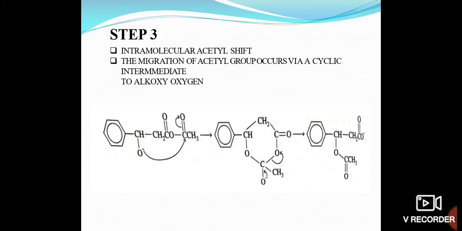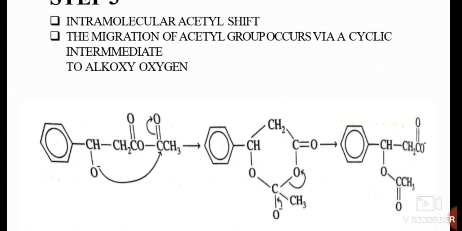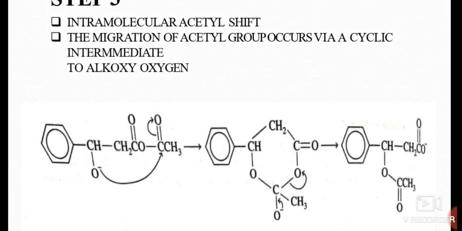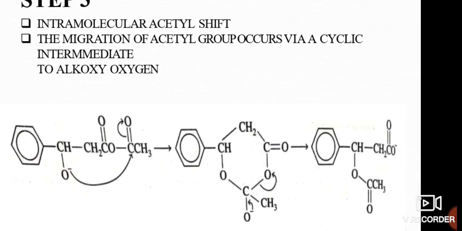Intramolecular acetyl shift: the migration of the acetyl group occurs via a cyclic intermediate to the alkoxy oxygen. First an alkoxide forms. This oxygen forms a bond with this carbon, and these electrons are shifted to oxygen via a cyclic intermediate like this. In the next step, bonds break to form a compound like this.